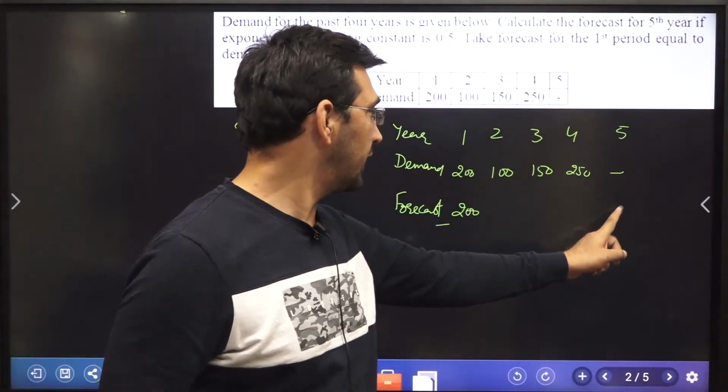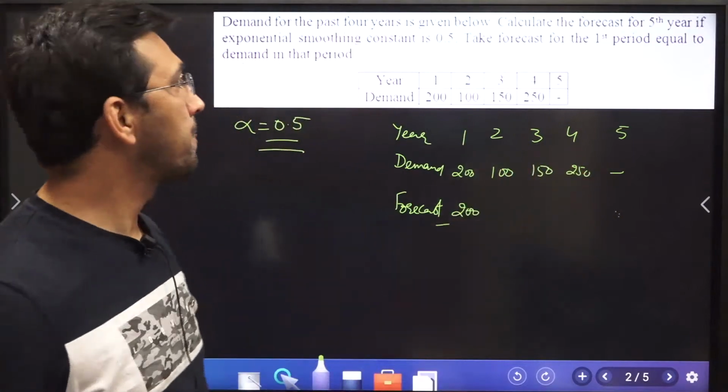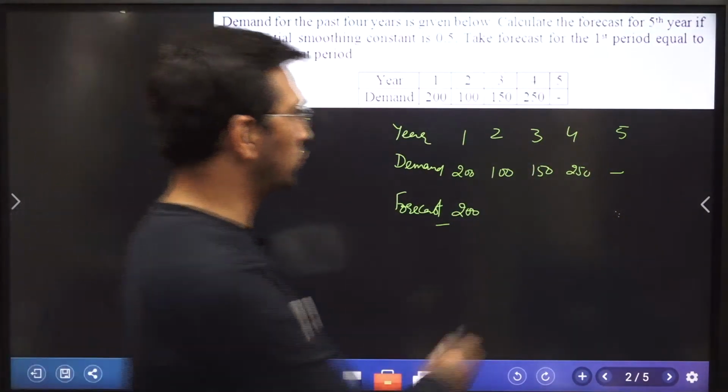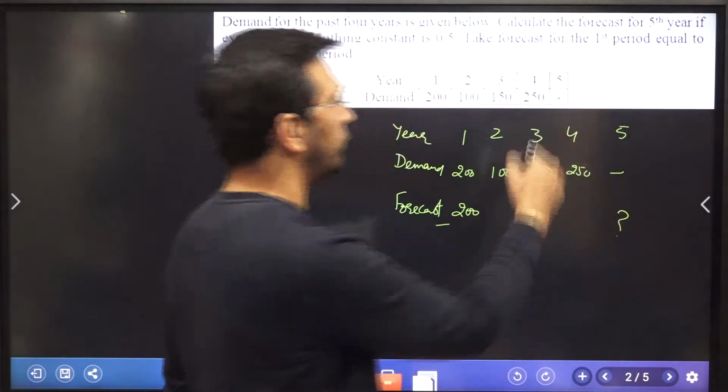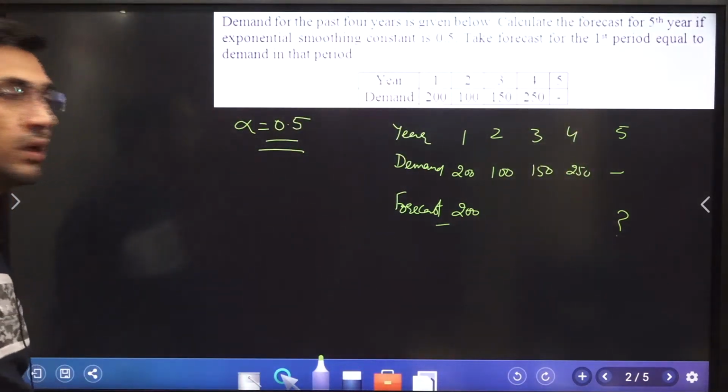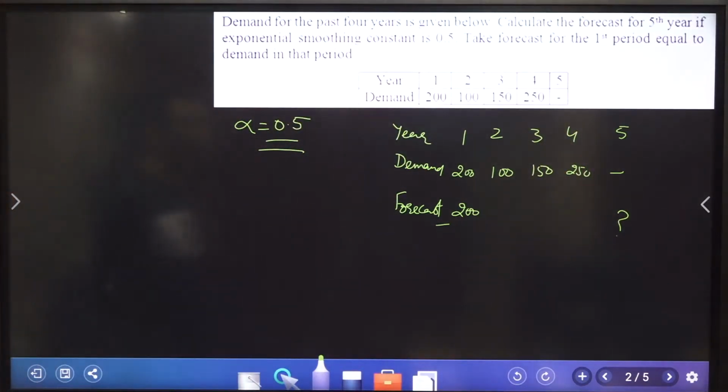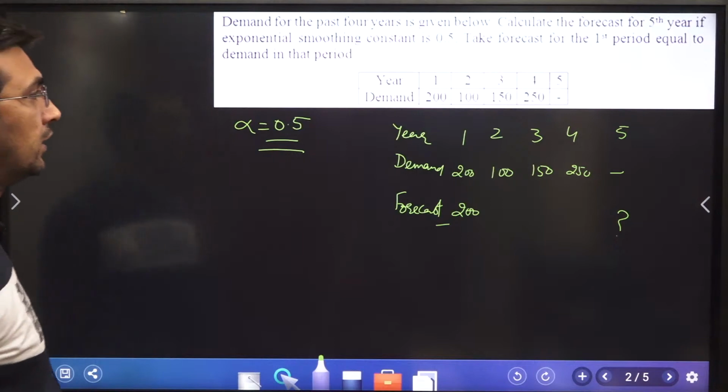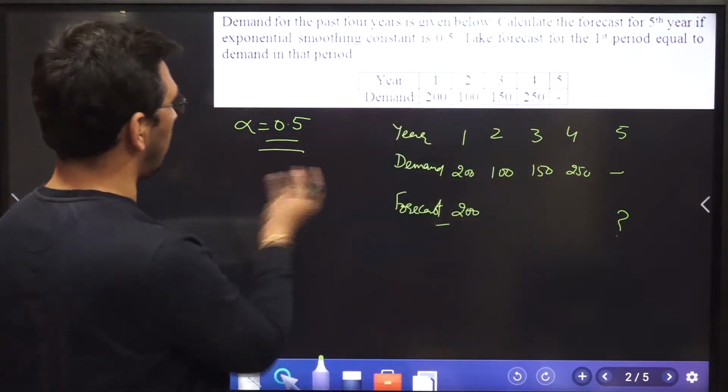What is your forecast for the 5th period? You are supposed to find out this. What is the forecast for the 5th period? That is what you are supposed to find out. Okay, so just write down this information. If this is not clearly visible, I have already mentioned all those details. So now I will put this information in tabular form and then we will discuss.